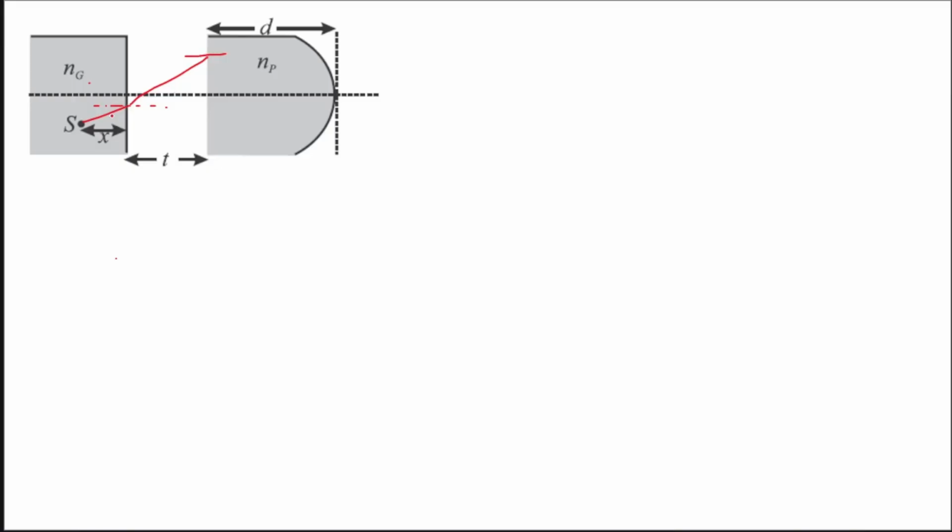Let us first talk about this one. Where is the image getting formed by refraction through the first surface? If you extend it, you will get it somewhere here. So the image is getting formed somewhere here. How can we calculate this value?